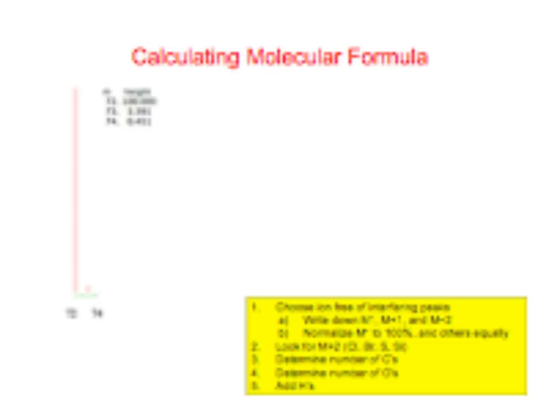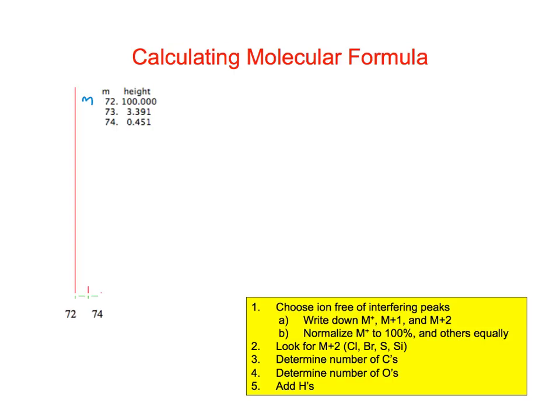Okay, so let's look at a simple one here and see how we can do this. All right, so we've already written out, this is essentially M+1, M+2. And then we write out the peak heights as well. In this one, we're already looking at a base peak, so it's already 100%. Okay, so essentially these two things are already done.